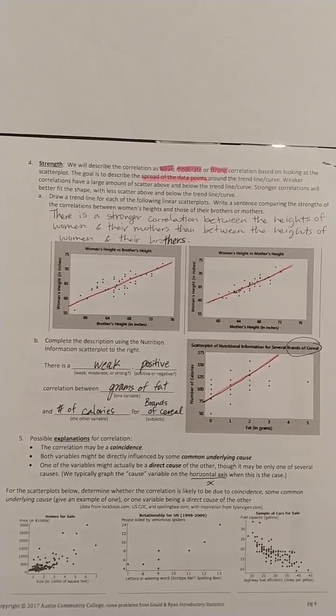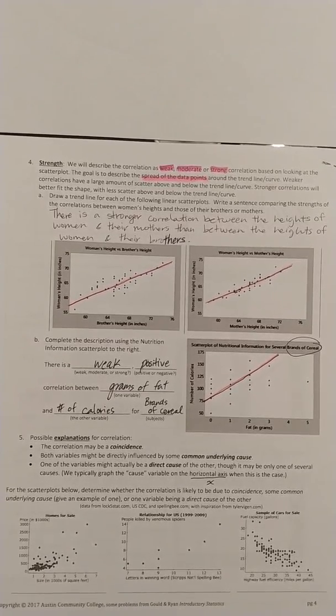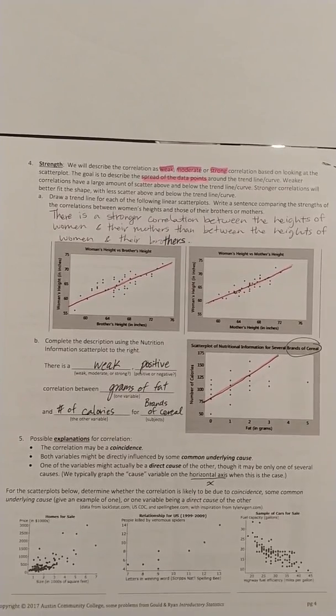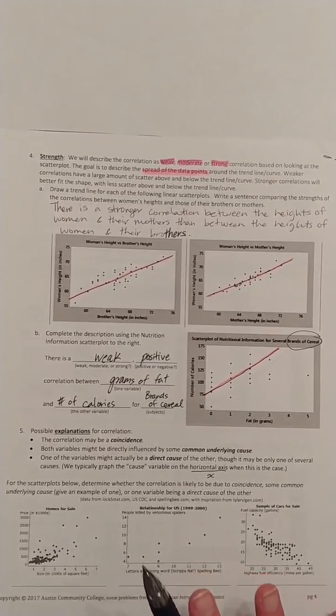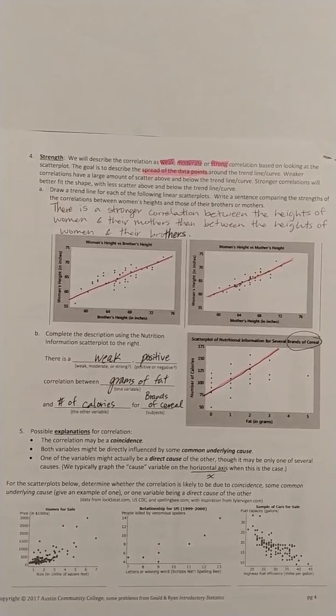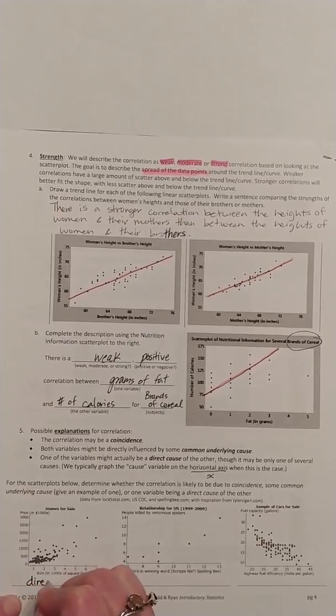So it says, for the scatter plots below, determine whether the correlation is likely due to a coincidence, some common underlying cause, give an example of one, or one variable being a direct cause of the other variable. So let's look at this. So here we have our two variables. We have the size of a house compared to the price. So what do you think? Would that be a direct cause? In other words, does the price of a home depend on its size? Yes, absolutely, right? The bigger the house you have, the bigger square feet, the more it is going to cost. So this right here would be a direct cause.